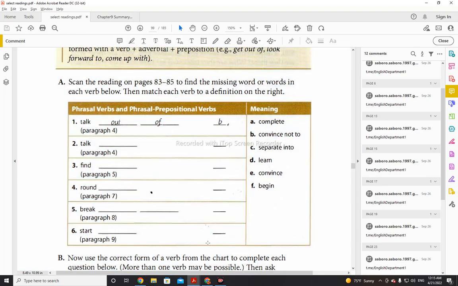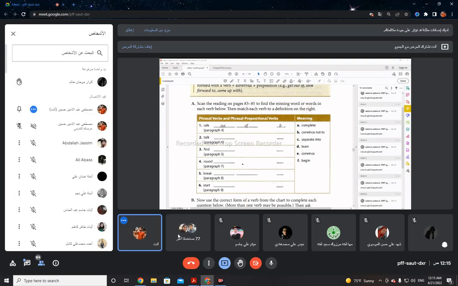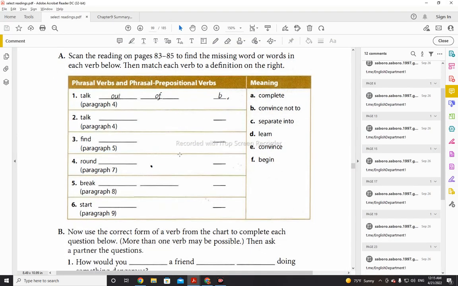Number 2. Anyone would like to solve this one? Alright, we have Karar. Please go ahead. Yes. Number 2, talk into. It's obvious. That's the opposite of talk out. It is convince to do something. Talk someone into. It means to convince. Right, good.